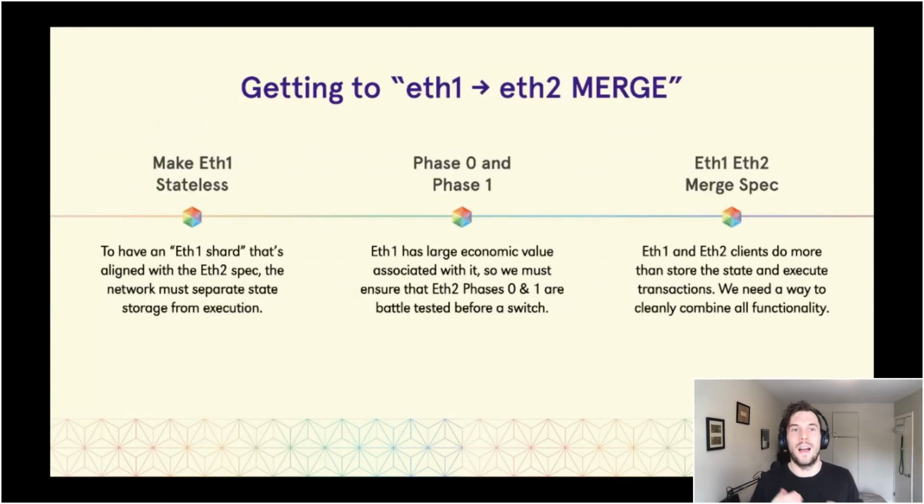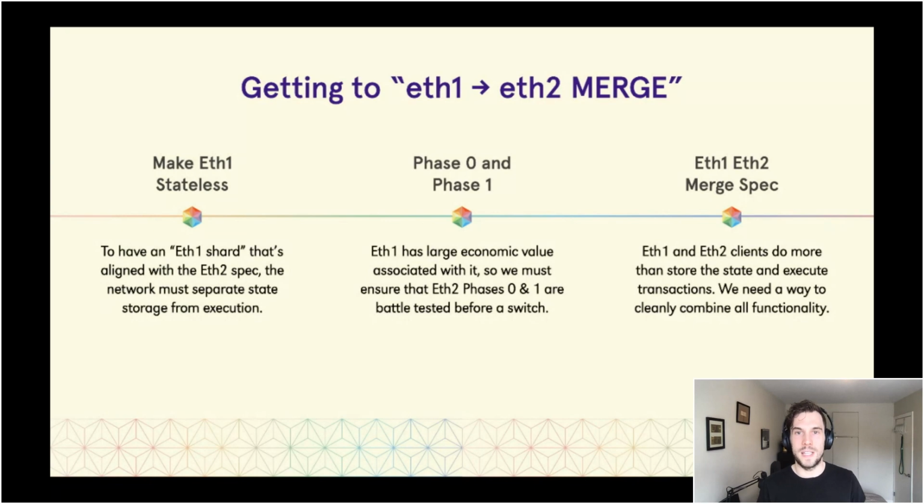So at a high level, there's 3 things we need to get to this Eth1 to Eth2 merge box. The first part is we need to make Eth1 stateless. What this means is that we need to separate the state storage from its execution. And the reason for this is that this is how Eth2 has been designed from the get-go. Whereas Eth1 typically stores all of the state on each node, Eth2 doesn't require that. And we want to move Eth1 towards that model before we merge it into Eth2.